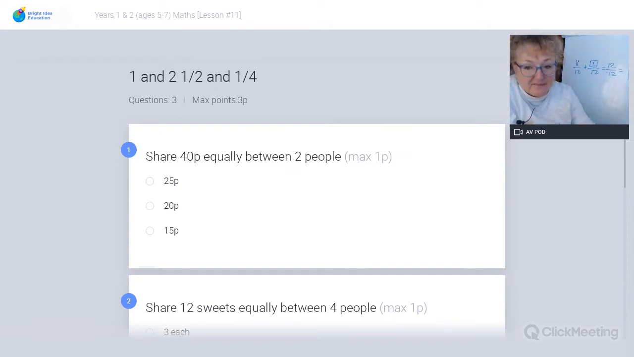Nearly finished. A little bit longer. Just finish your quiz, and then we're going to just go through the answers quickly, and then that will be us done for today.